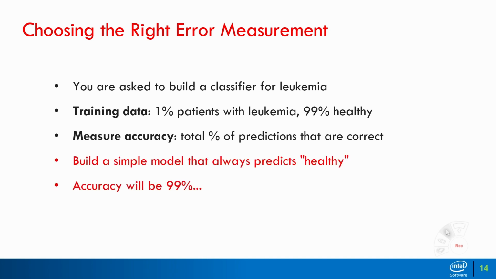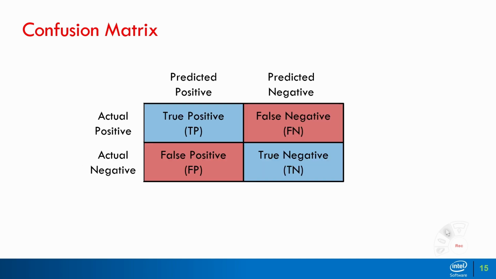However, if we build a model that always predicts healthy, it would yield 99% accuracy. In this imbalanced case, counting the number of correct classifications is often not the right measure, and more appropriate metrics should be used. To this end, we often use a confusion matrix that visualizes and summarizes the model's performance.